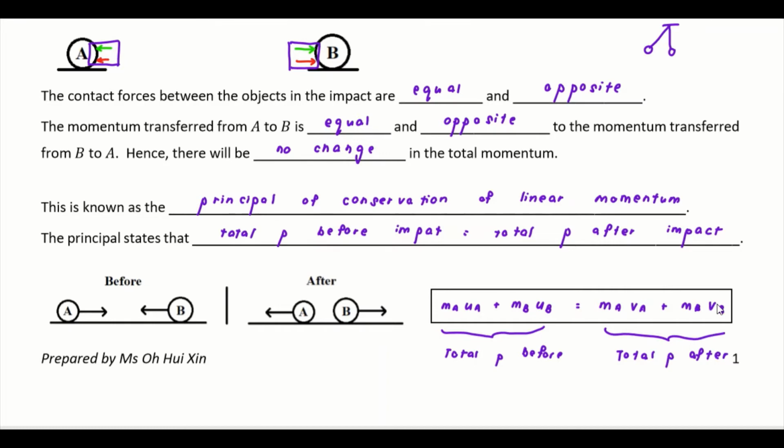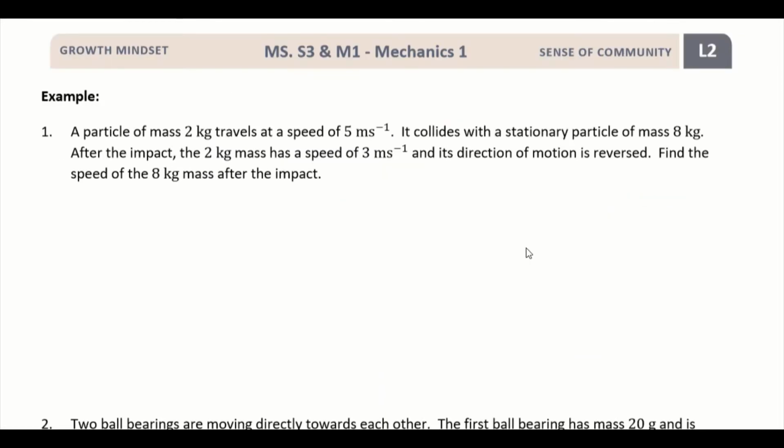So let's look at example 1. Number one, a particle of mass 2 kg travels at a speed of 5 meters per second, and then it collides with a stationary particle of mass 8 kg. I don't put any arrow here to indicate that it doesn't move. After the impact, the 2 kg mass has a speed of 3 meters per second, and the direction of motion is reversed. So after the impact, the final velocity of this particle becomes negative 3, towards the other direction. Am I right?